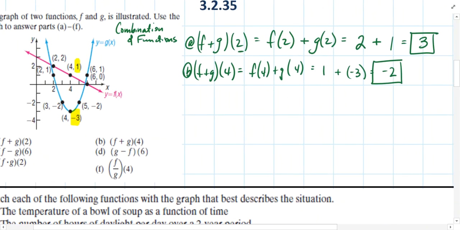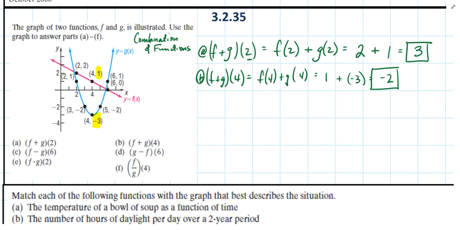The remaining questions in this group can be executed much the same way. F subtract g at 6, g subtract f at 6. You'll notice that these two are written in a different order, and you might be able to guess what's going to happen when we subtract in different orders.